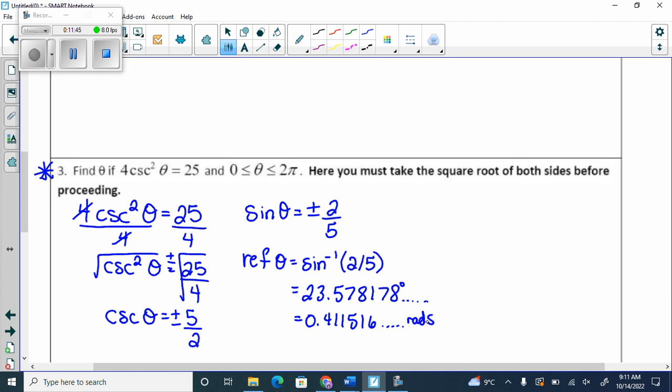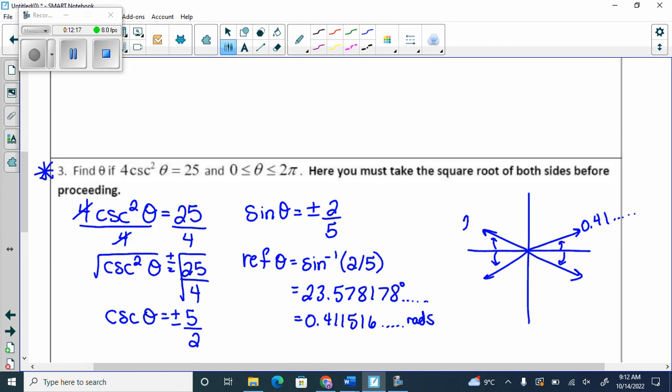So I get my reference angle and then I use my CAST rule. Well, it's in every single one of them. So this one would be 0.41. These are all 0.41. How do I get quadrant 2? Pi minus that decimal.